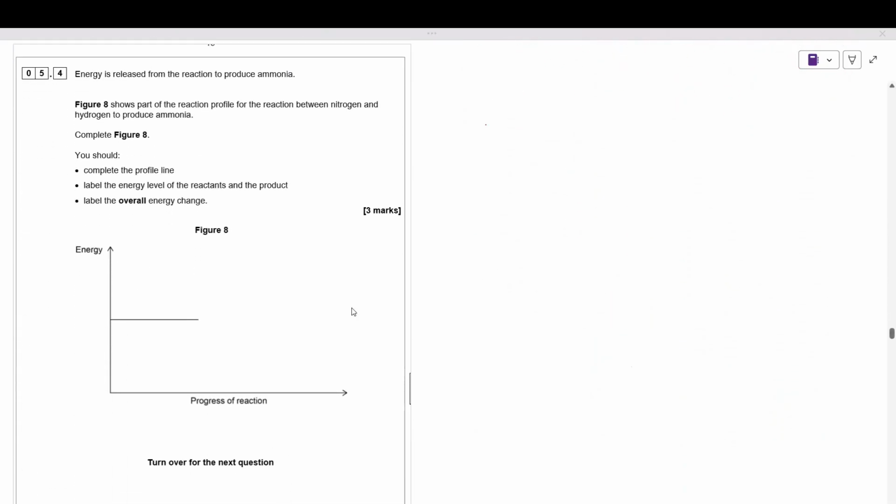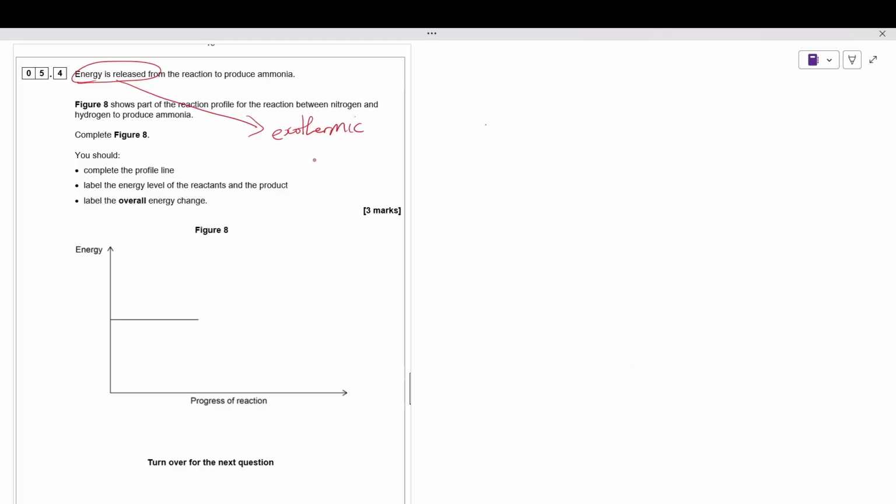For question 5.4, it's regarding the fact that energy is released during the production of ammonia, and it shows us figure 8, which is just a part of the reaction profile diagram for this, and we're asked to complete some particular things. We're going to complete the profile line, we're going to label the energy levels for the reactants and the products, and we're also going to label the overall energy changes. So it mentions that energy is released, so initially you should be thinking exothermic.